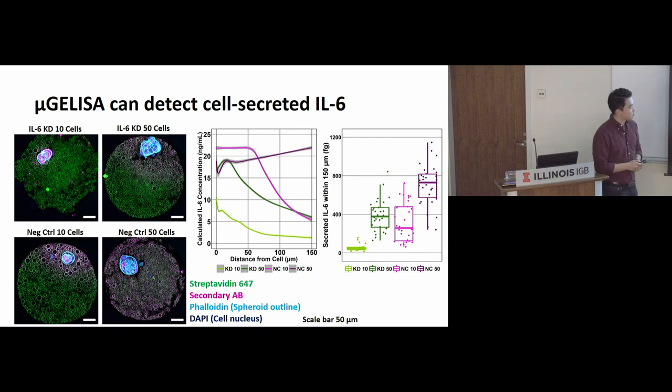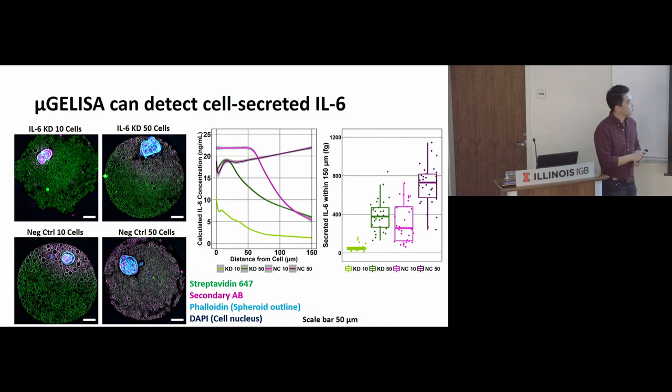And another thing you can do is, you can go as far as you want, but what I did is I grabbed this first 150 micrometers and then changed concentration into absolute mass of IL-6 that's captured within this volume. So basically just multiply concentration by volume. And then we're able to see also that difference, where knockdown of 50 is very similar to negative control of 10 cells. And of course, negative control 50 cells has much higher secretion.